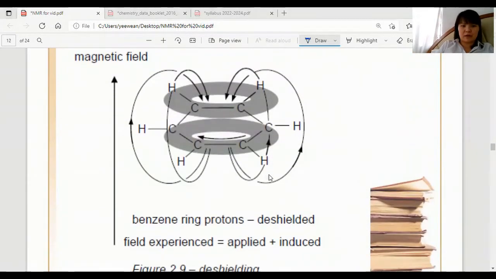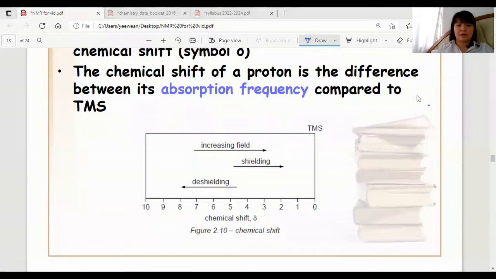So we imagine the proton is at opposite direction. The magnetic field from external is the other direction. The electrons want to protect it, so it's supposed to go like that, but no, it went in. So it becomes even more of a burden. So up with up, and the proton is all alone, so it's de-shielded. The protons which are shielded, their peaks will be closer to TMS, and protons which are de-shielded, their peaks will be further away from TMS.